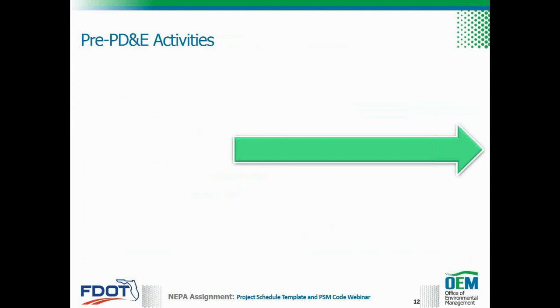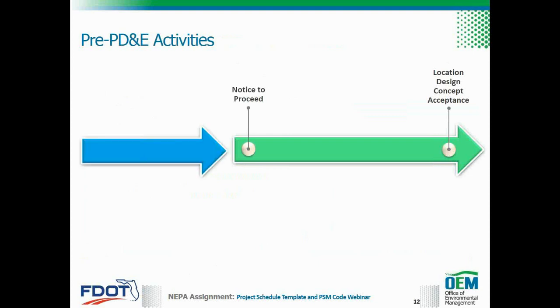While we're adding new PSM codes, there's nothing new in the concept of developing schedule. Almost every project manager today working on a PD&E study has a schedule that begins with a notice to proceed and ends very close to location, design, concept, acceptance. What is new is that the PD&E PSM codes now cover activities starting from either the SWOT planning or the SWOT strategy meeting all the way to consultant selection.